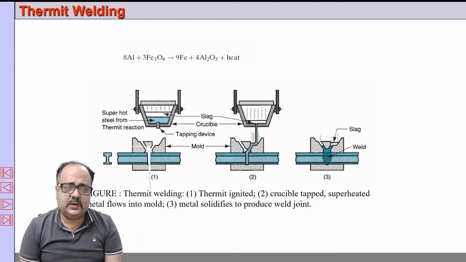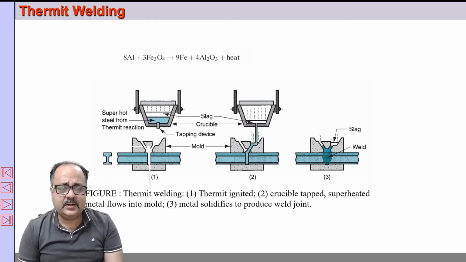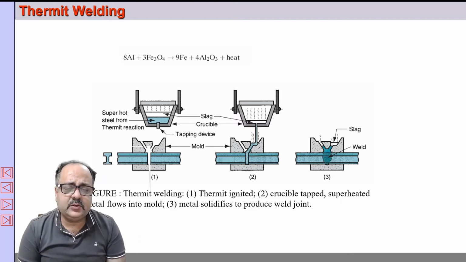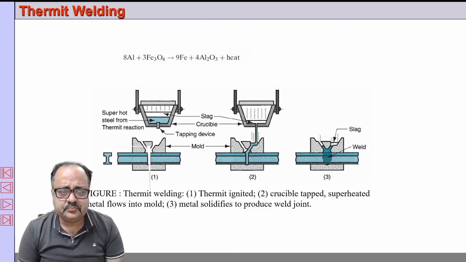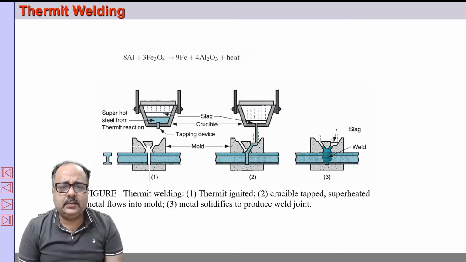So here we require a mold. The mold is required to restrict the movement or the flow of the molten metal in between the two metal pieces which you are joining. So for that you require the mold, and there is a crucible in which we pour the thermite mixture and ignite it by means of barium peroxide. This gives an exothermic reaction and produces a large amount of heat.